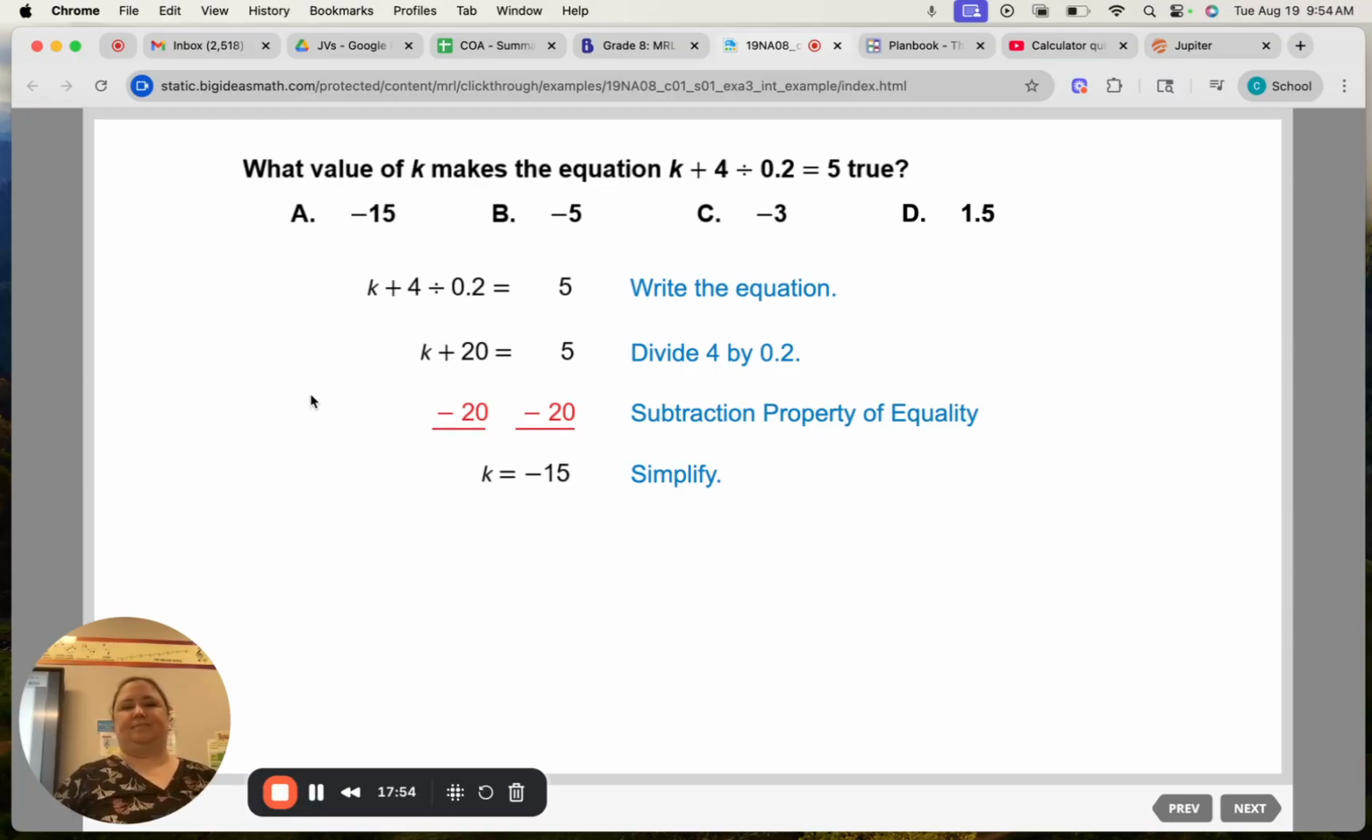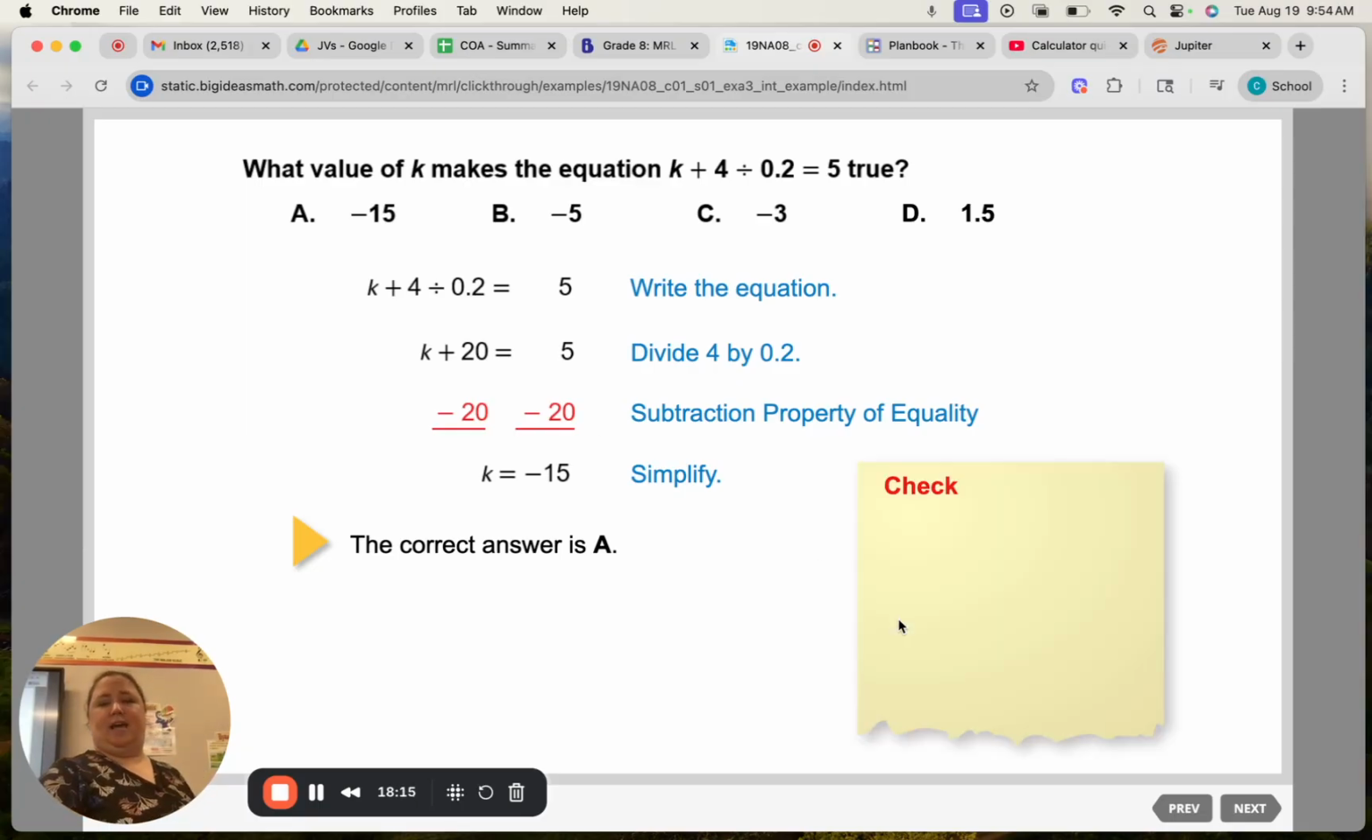So what is our answer? Negative 15. Correct. But what is the answer above? Caleb, say it louder. A. A. So the correct answer is A. Make sure you always go back and see what you need to be answering. Because yes, K equals negative 15 is correct, but the question was asking you for A, B, C, or D. Any questions on how we did that?